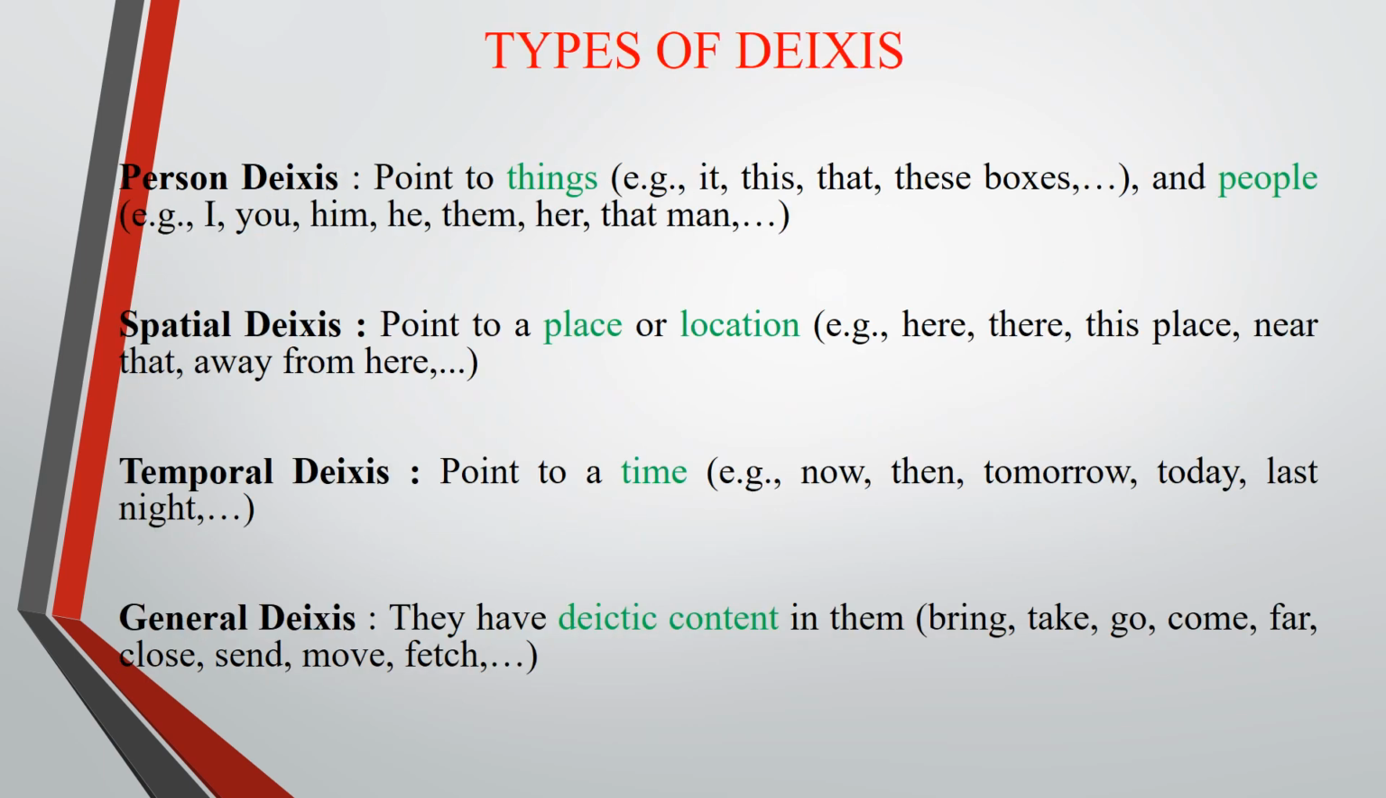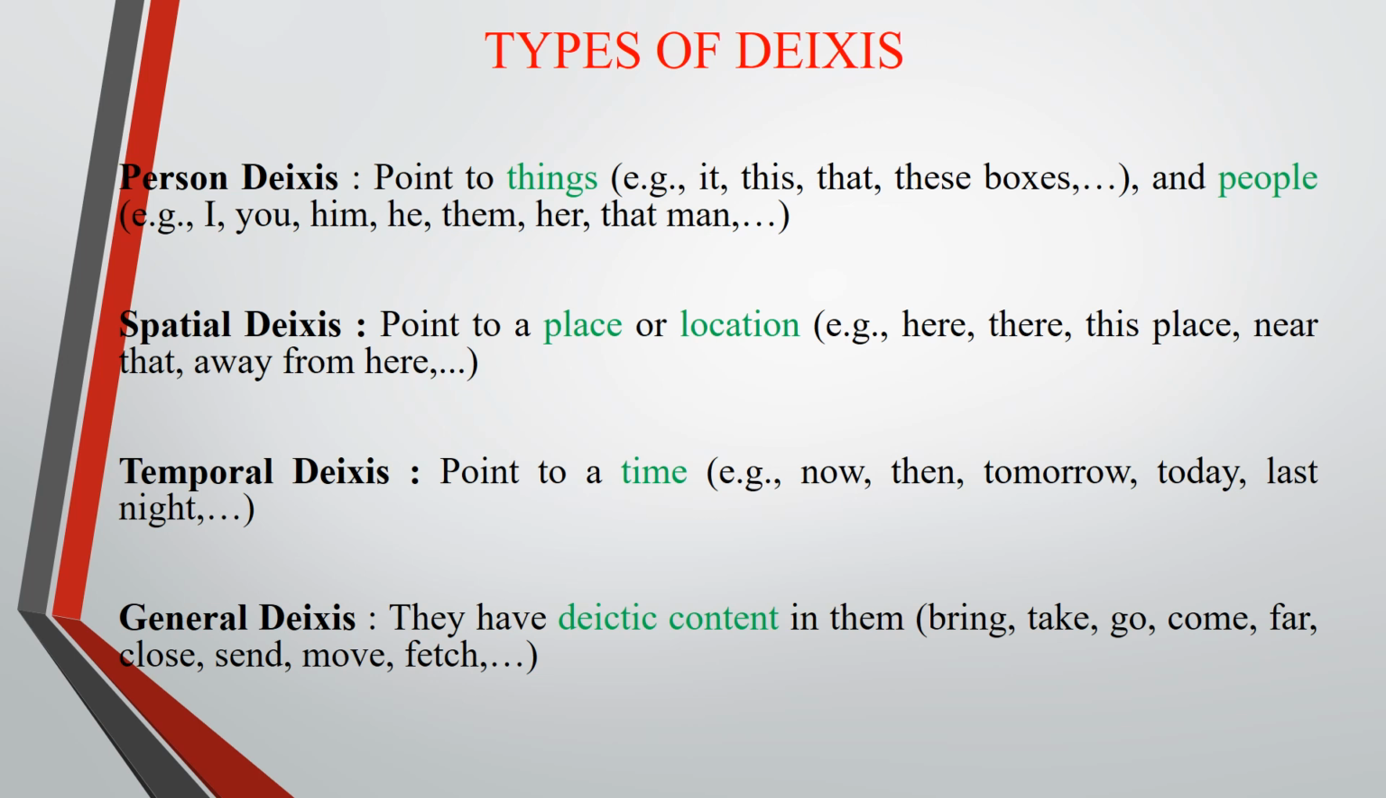Types of deixis. There are 4 types of deixis, or deictic expressions: person deixis, spatial deixis, temporal deixis, and general word deixis. With regard to person deixis, these deictic expressions point to things, for example, it, this, that, these boxes, and also point to people like you, him, he, them, her, that man, this man, those men, these men. Spatial deictic words point to a place or location. Example: here, there, this place, near that, away from here.